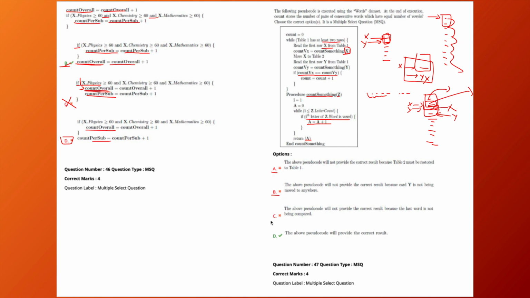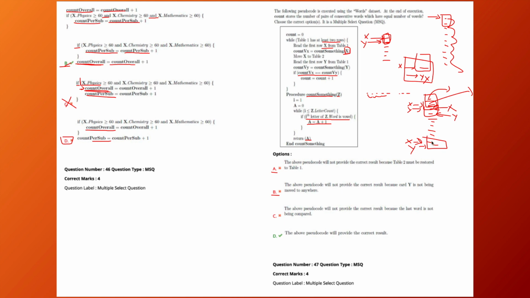Now A and B are incorrect. Let's see why C is incorrect. It says the above pseudocode will not provide the correct result because the last word is not being compared. That is not true. We know that in the second last iteration, or in the last iteration, in fact, the second last word is going to be your x and the last word is going to be y. That's all. So we have compared y with the second last word.